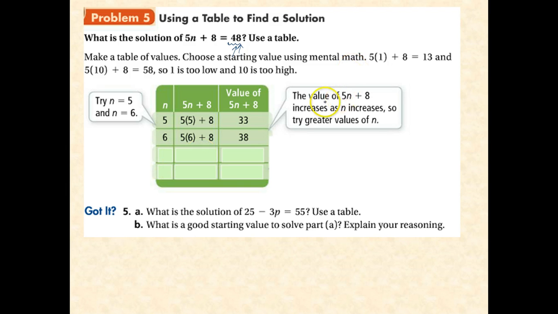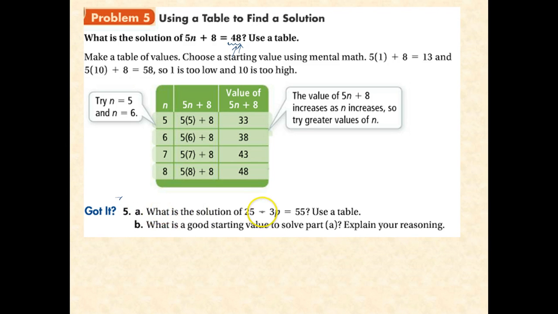So the value of 5n plus 8 keeps going up every time n goes up. And in fact, it goes up by 5 each time. So another 5 here, another 10 here. This one ought to be 48, shouldn't it? 7: 5 times 7 plus 8 is 43. And for 8, 5 times 8 plus 8 is 48. All right, so pause it, see if you can do number 5.